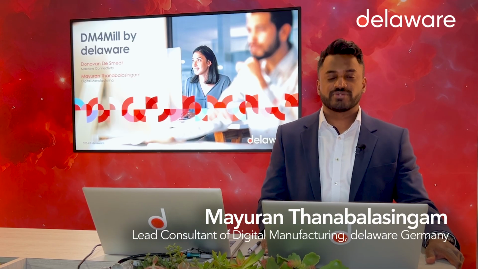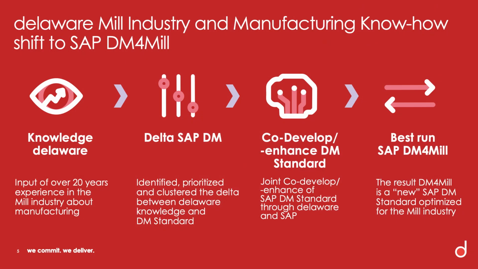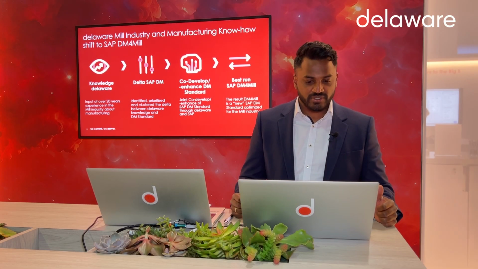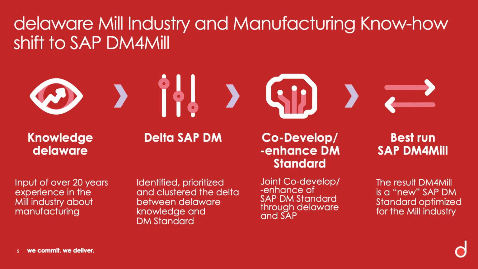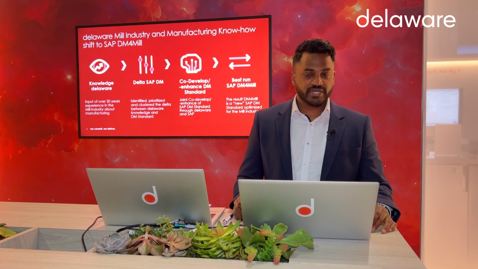I want to walk you through the journey to the DM4Mill by Delaware. It basically started with gathering about 150 requirements specific to the mill industry, based on our 20 years of experience in the mill industry. We identified a gap, so the delta we have shared with SAP, and SAP has acknowledged that we have a gap. We did some code development together with SAP on the first steps, and we are still doing some code development with SAP to the best run of the SAP DM4Mill.